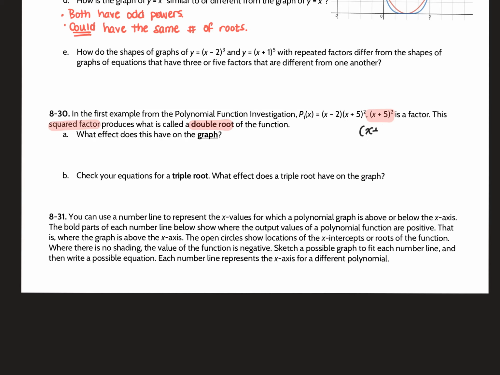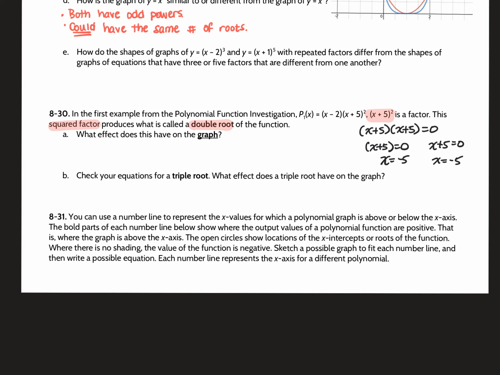I could take that x plus 5 and write it as x plus 5 times x plus 5. And then we know that we set each factor equal to 0 to find the roots. And what's ending up happening here is we're getting the same root twice. So we call that a double root.